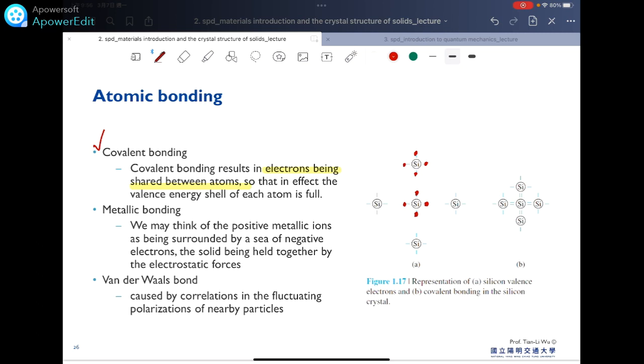two electrons will be shared, and that is a covalent bonding. This one, and this one. So these are the covalent bonding. I think that's pretty basic in the case of chemistry.